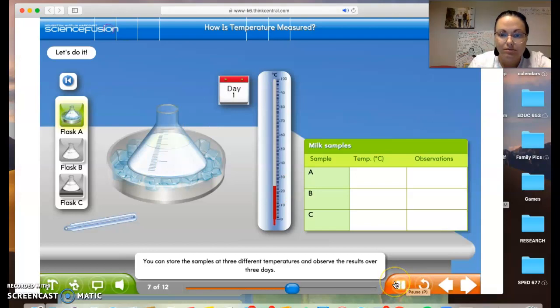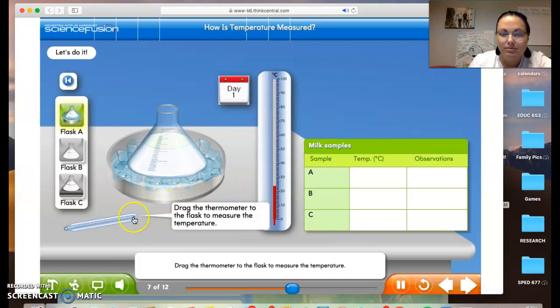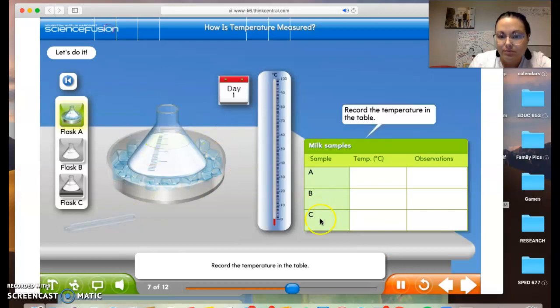Of the same milk. You can store the samples at 3 different temperatures and observe the results over 3 days. Follow the directions to carry out the experiment. Let's start with flask A, which is stored in ice. Drag the thermometer to the flask to measure the temperature. Record the temperature in the table.